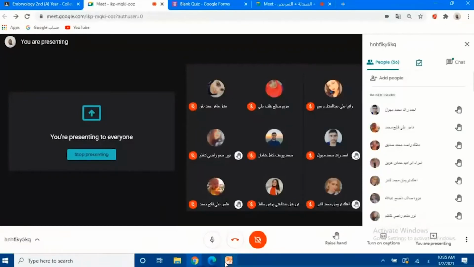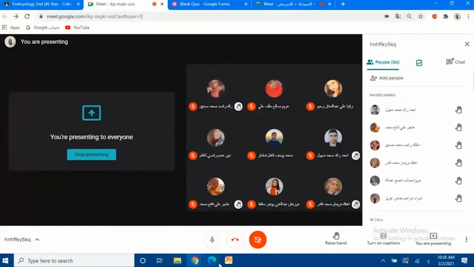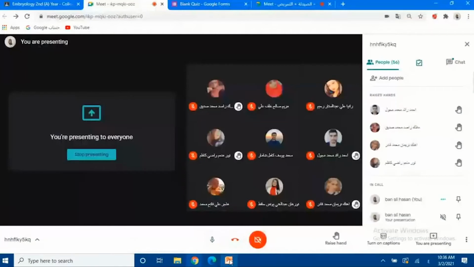Malak? The reason for the anterior cleft lip? Doctor. Yes. The reason is due to the partial or complete lack of fusion of the maxillary prominence on one or both sides. Yes, thank you. Good. Let's see what else. What do we have for the posterior? What are the clefts that happen in the posterior part, or posterior clefts?